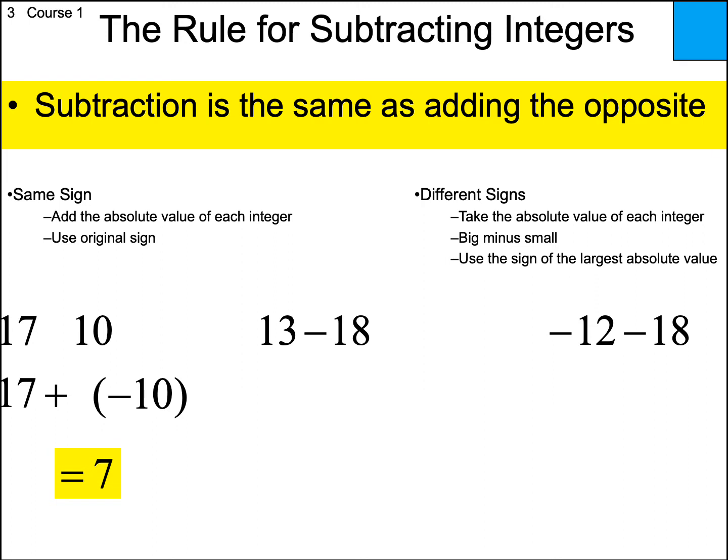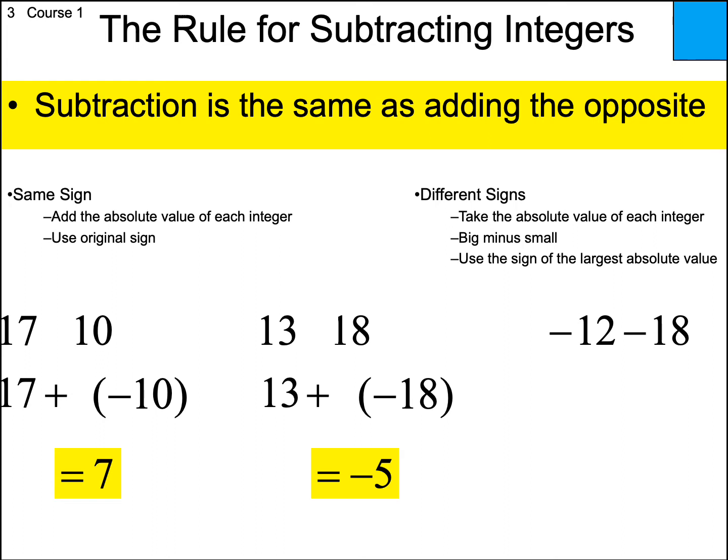Middle one, 13 minus. I'm going to turn that to addition, 13 plus. The opposite of 18 is negative 18. Different signs again, positive 13, negative 18. That means big minus small, I'm just reading what it says. 18 minus 13 is 5. And check it out, I got more negatives than positives. Why? There's 13 positive coins and 18 negative coins. Way more negative coins, so the answer is negative.